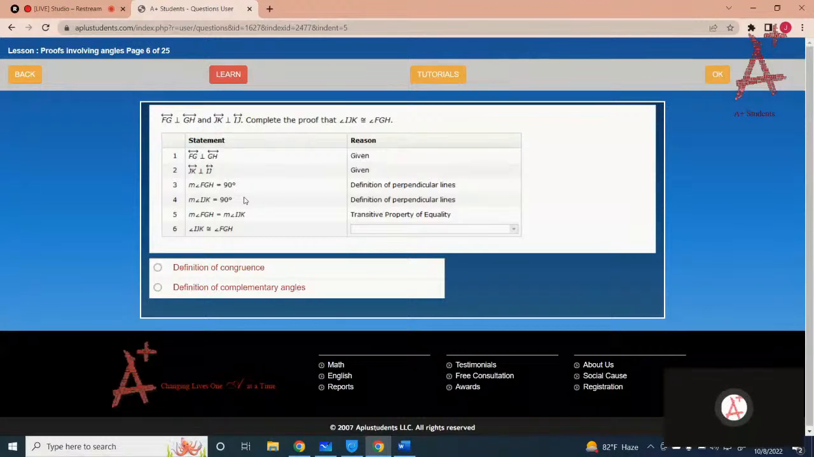So the measurement of angle IJK is congruent to angle FGH. That is the definition of congruence. Got it? So you can complete the test later today.